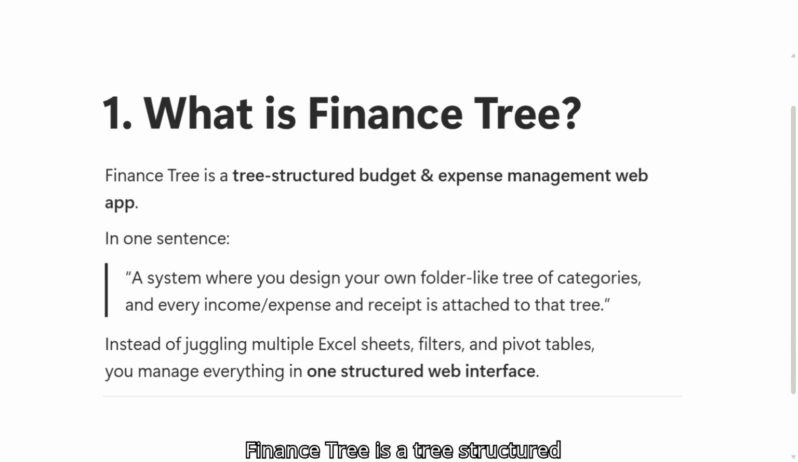Finance Tree is a tree structure budget and expenditure management web application. In simple words, it is a money tracker that uses a branching tree instead of a flat list of categories. You design your own tree of categories like folders and subfolders. Every income and every expenditure is attached to one place in that tree. So instead of juggling many Excel files, filters, and pivot tables, you can manage everything in one structured web interface that you can open from anywhere.